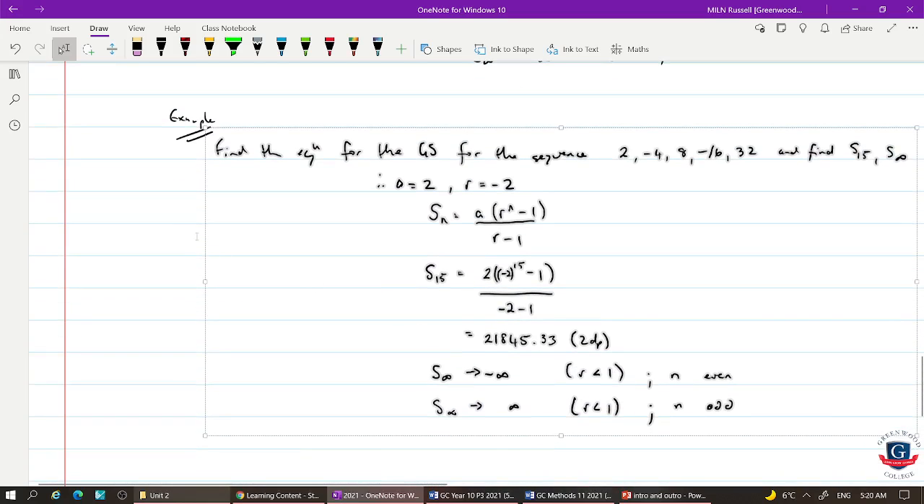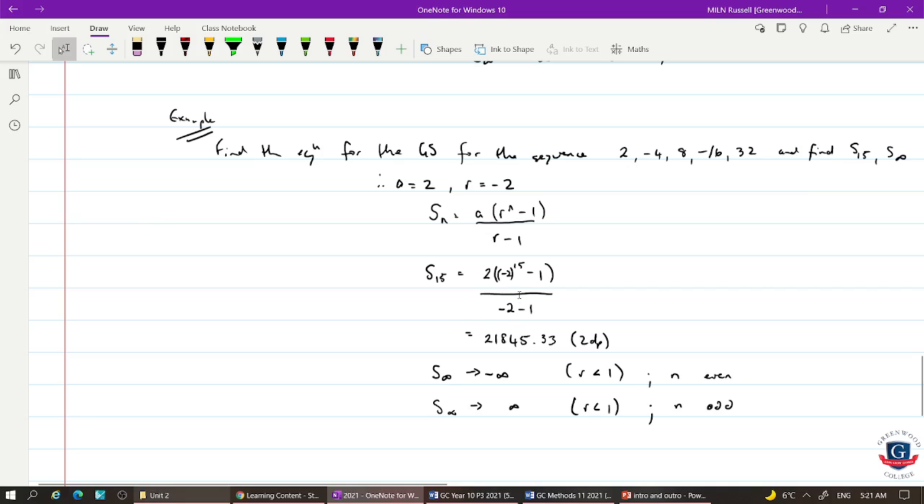Interesting case where r equals a negative value. So in this case, I've got the sequence 2, negative 4, 8, negative 16, 32, so on and so forth, where the sign changes each time. a will equal 2, r will equal negative 2. And if I substitute this in for S15, it'll be 21,845.33. If I went to 16, it would be a bigger value, but negative.